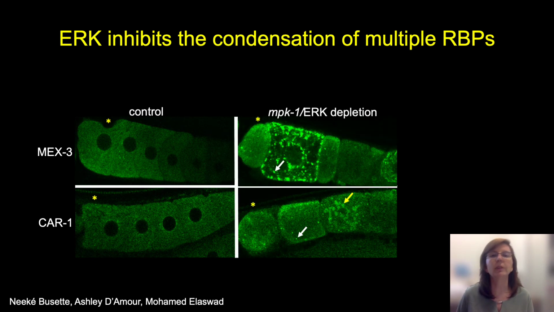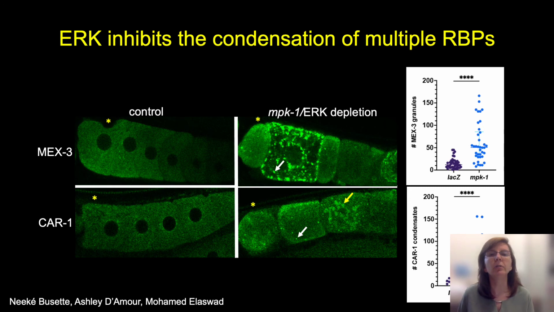In contrast, after depletion of ERK, which is the MPK1 gene in C. elegans, we can see ectopic MEX3 condensates that are very prominent in the top row. And we also see CAR1 condenses into small granules, shown by the white arrow, and then also some larger condensates indicated by the yellow arrow that resemble endoplasmic reticulum.